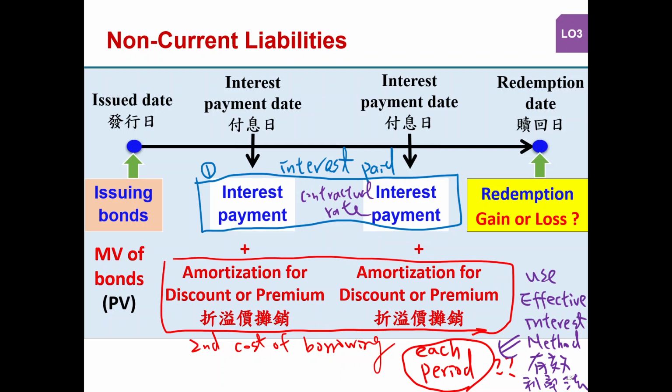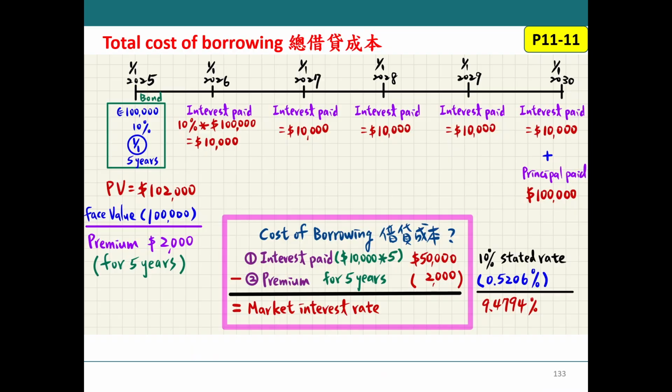No problem? Okay, so let's look at today's case. Issue at premium, so your bond sells at a higher price. Remember, how much money can you borrow? You can borrow $102,000. We just got this number, so this is the amount you can borrow today.